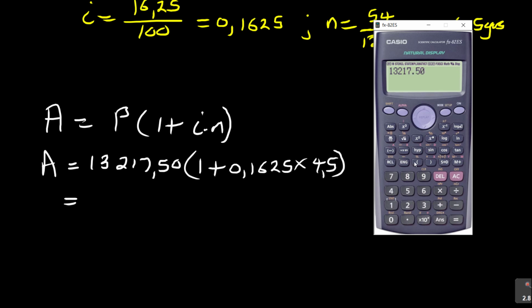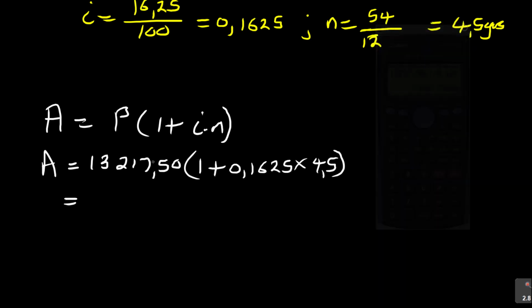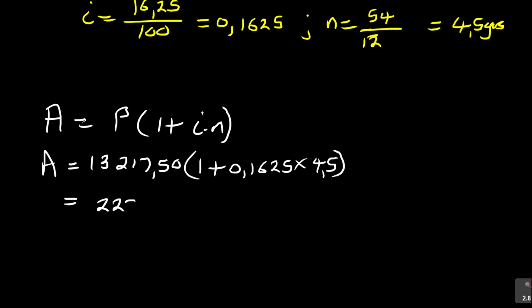13,217.50 bracket 1 plus 0.1625 times 4.5. Close that bracket. Are you with me? Equal to, so it's going to be 22,882.80. That's 79.6, which is 80 cents. So this is what you're going to pay.